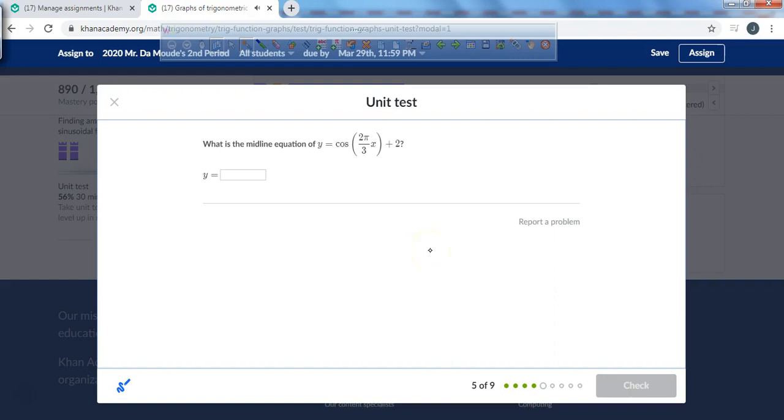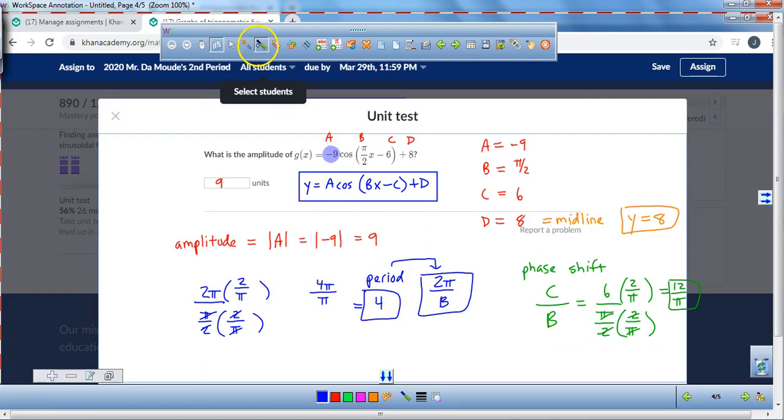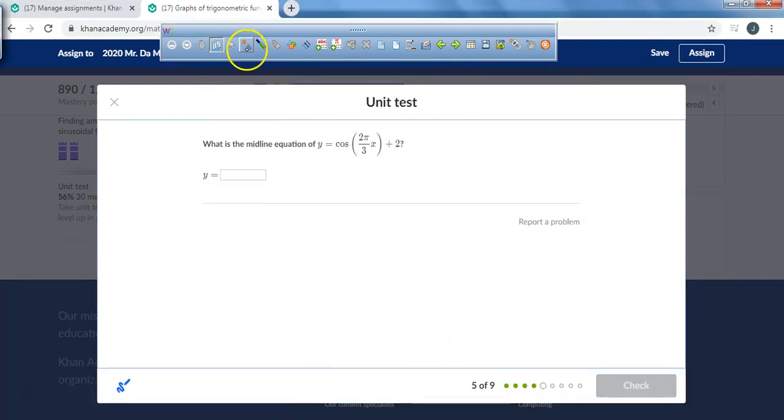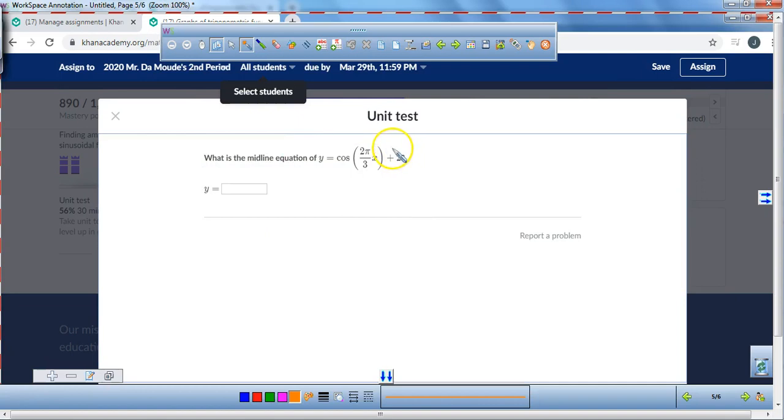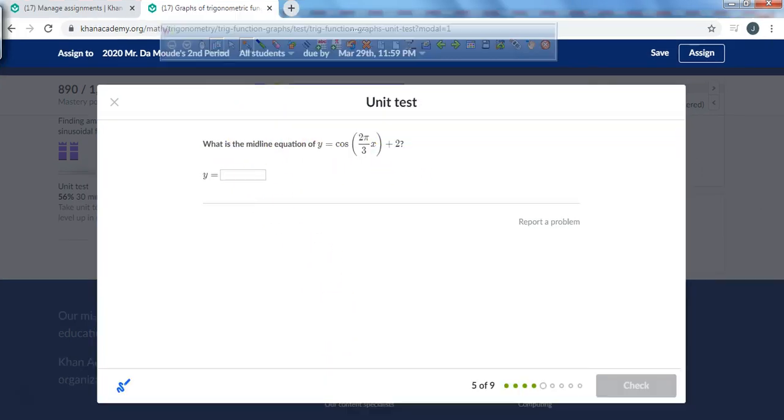Alright, what is the midline? Well, that was easy. We just kind of talked about that, so I'm not going to redo it. Our midlines always are what? D value. So right now, let's take a look at our D value, which is right there, 2. We're just going to write y equals 2. That's the midline.